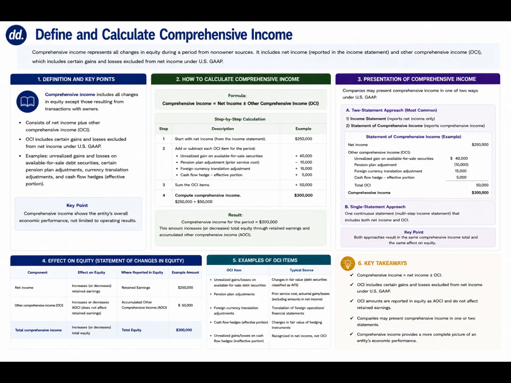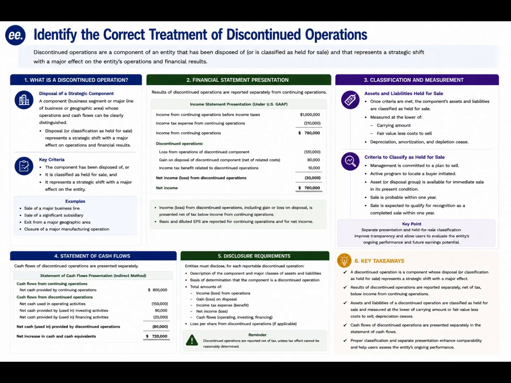Calculation begins with net income. Comprehensive income equals net income plus or minus items reported in OCI during the period. These amounts accumulate in equity as accumulated other comprehensive income, AOCI. The total reflects overall economic performance, not limited to operating results. Presentation may be in one or two statements. Companies may present a single continuous statement of comprehensive income or separate income statement and statement of comprehensive income. This flexibility ensures transparency while highlighting broader performance measures.